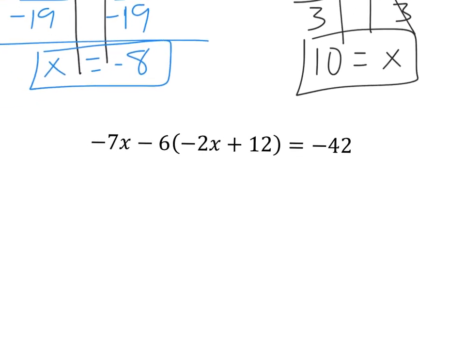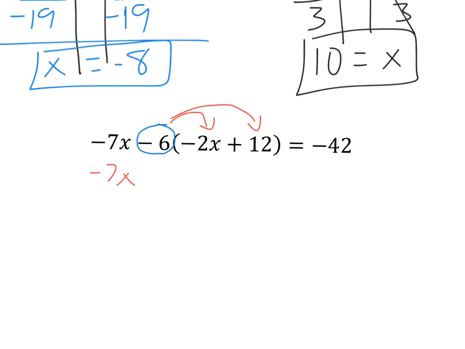All right, just like that previous one, here our number that we want to distribute, again, is going to be negative. So we have to make sure we keep that in mind. We'll take our negative 6 times both of those terms inside the parentheses. So we will end up here with our negative 7x just comes down. We don't do anything with that.